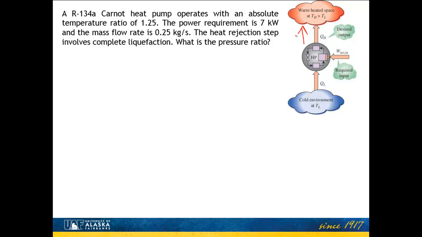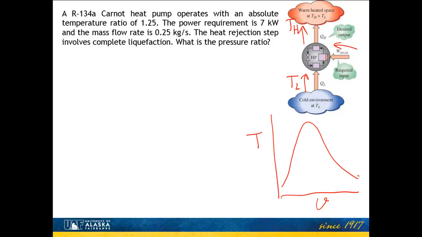In the diagram over here on the right, we see a typical heat pump where the heat rejection step goes up to a high temperature, which I'll call TH, and heat absorption comes down over here at a temperature TL, and over here is my work requirement. But I'm given the temperature ratio, and I'm asked to find the pressure ratio, and that may not be obvious.